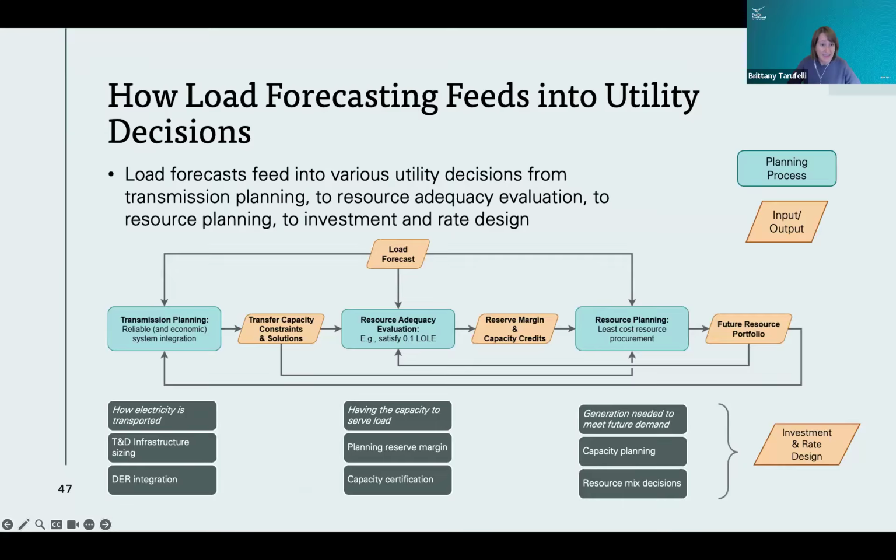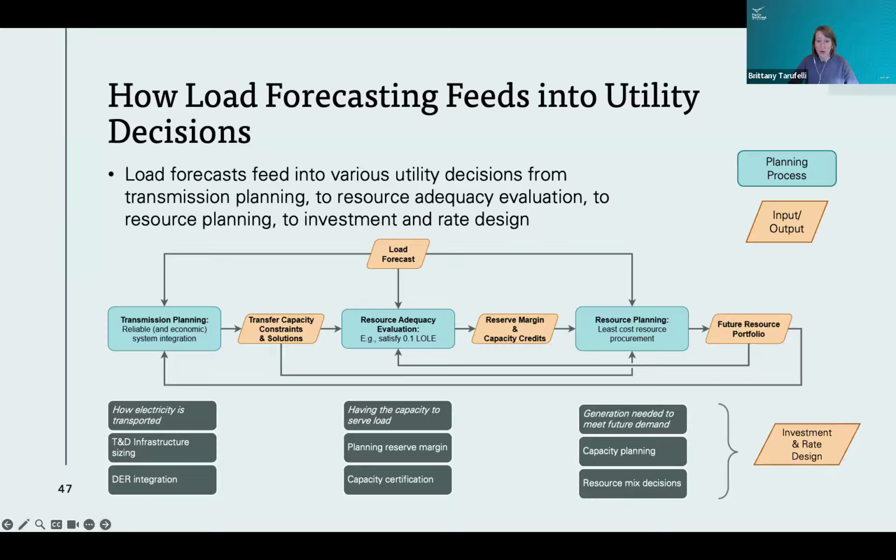So last, I wanted to discuss how load forecasting feeds into different utility decisions. If you were able to catch our first webinar, Juliet and Aran gave a great overview of how load forecasting feeds into utility decisions. So this will be a recap for those of you that were able to make that webinar, but for those of you unable to make it, we'll just do a quick recap. And as a note, that training will be made available as well.